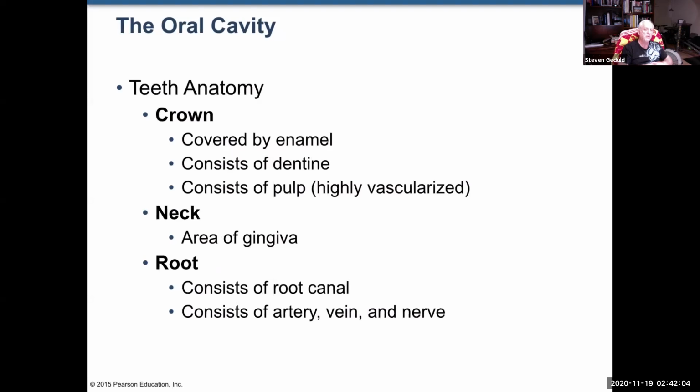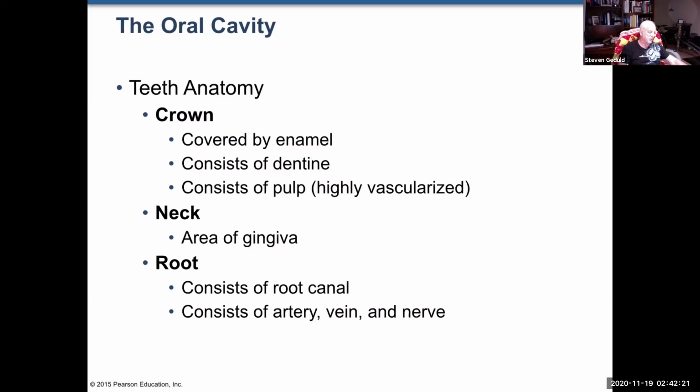Okay, so the crown of the tooth is what sticks above the gum, the gingiva. It's covered by enamel. And underneath the enamel layer, enamel is about 1.5 millimeters thick. Under that layer is dentin. Dentin is not as strong as enamel, it's weaker.